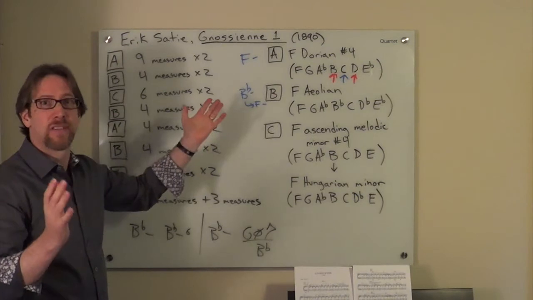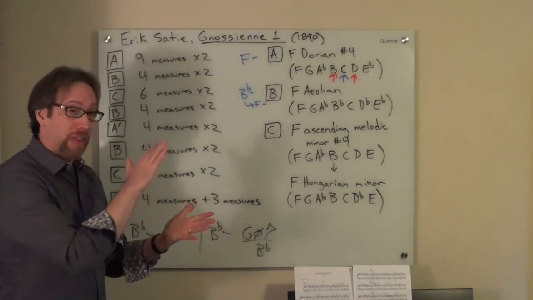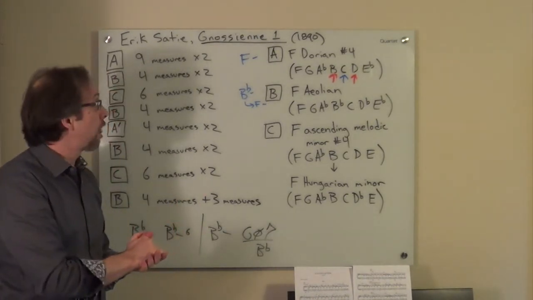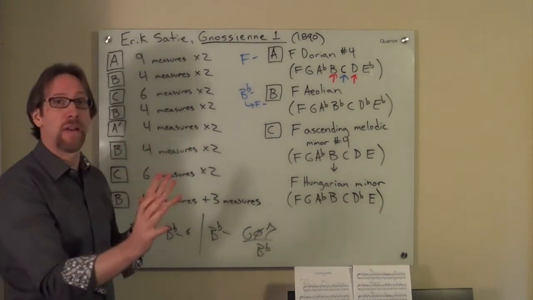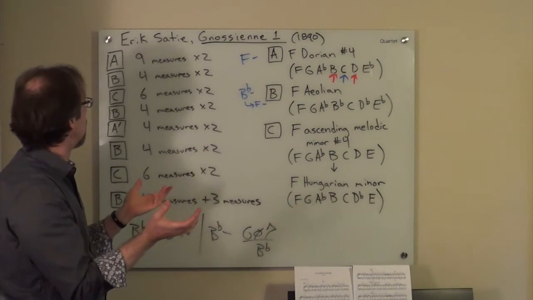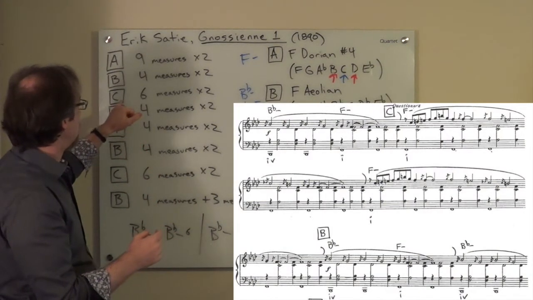Here, Satie is firmly in the Aeolian mode. This is what the key signature indicates. This is the most traditional. And so here he kind of goes into the expected, or at least the more expected. We then move forward to a C section.